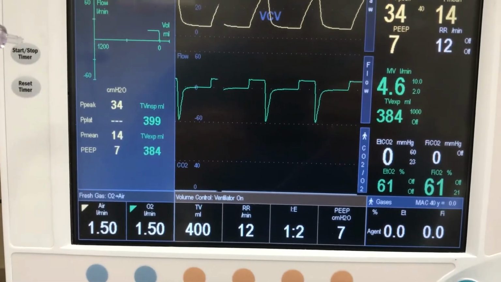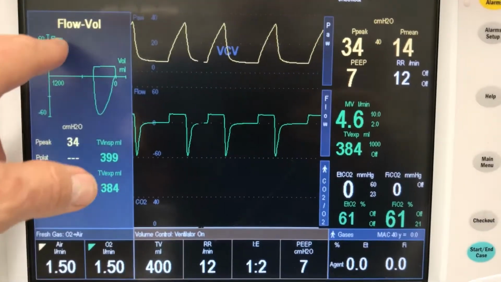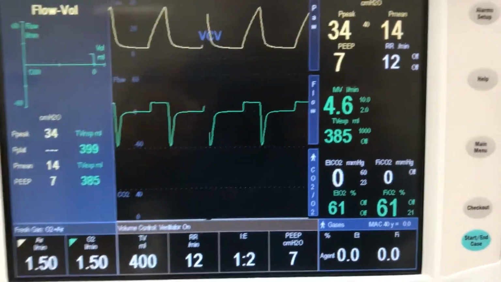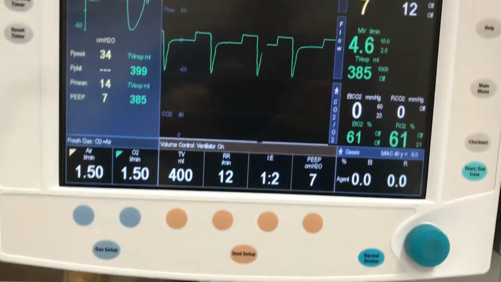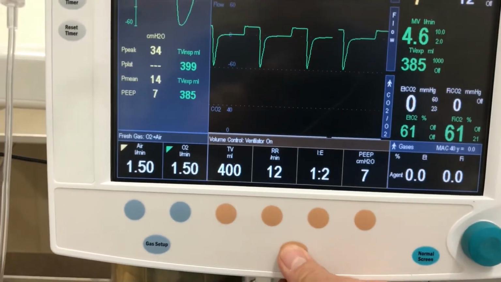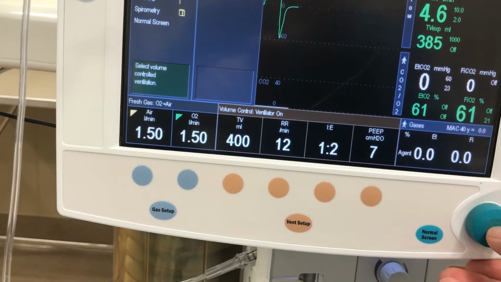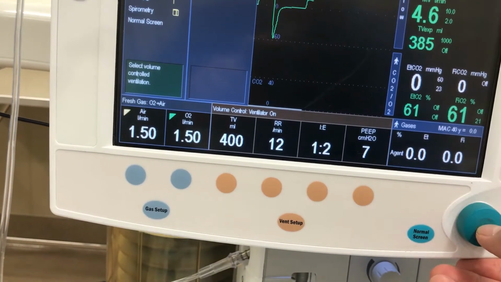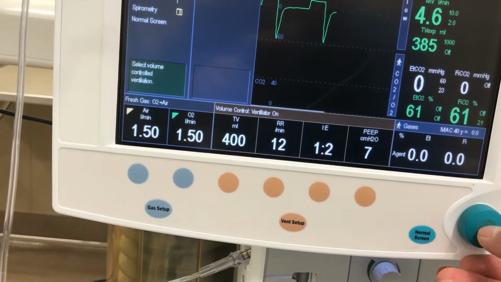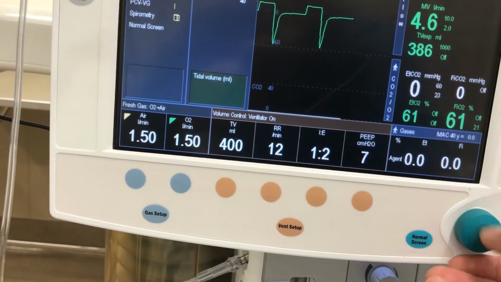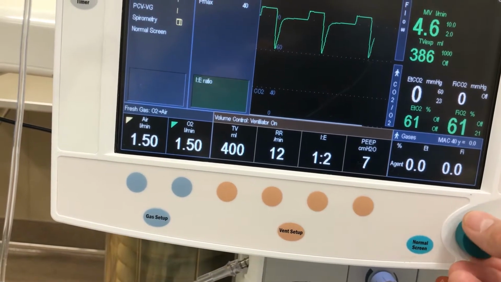Now, one thing you'll notice is that right now in the volume control mode, it is not showing a plateau pressure, which is very helpful in determining lung compliance. That is because this machine in the volume control mode and SIMV modes does not arbitrarily have the inspiratory pause set.